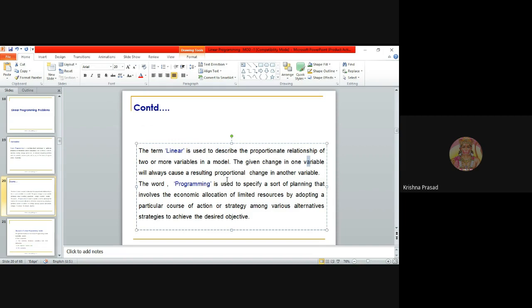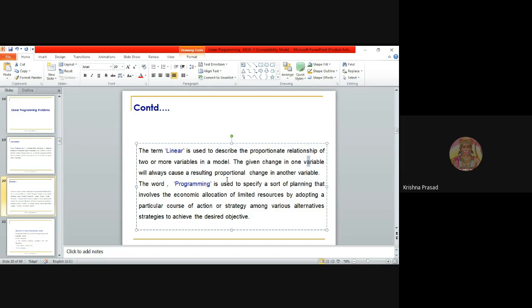For example, if you take x and y, if y is dependent and x is independent, the impact of x is going to make an impact on y. The changes are going to result in a proportionate change. For example, if you take sales and advertisement, sales is your dependent variable, advertisement is your independent variable. If you make massive advertisement, the sales is going to increase proportionately according to the increase in your advertisements. That is the linear thing you are going to call.